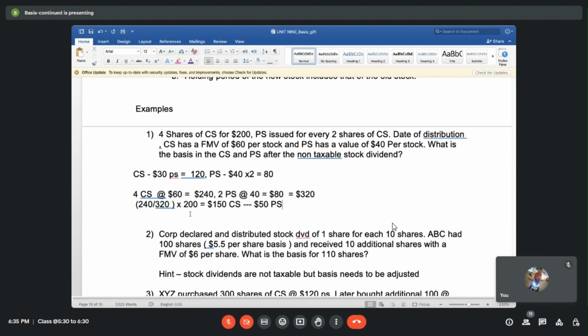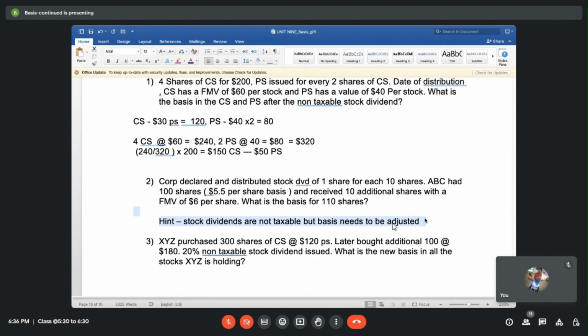So the total basis still stays the same. And now you apply 150 to common stock and $50 to preferred stock. So later when we are selling those stocks, at least we know what basis to take. So 150 for common stock is for 4 shares of common stock. $50 for preferred stock is for 2 shares of preferred stock. Right, is that clear for everybody?